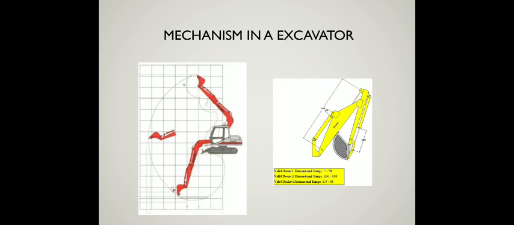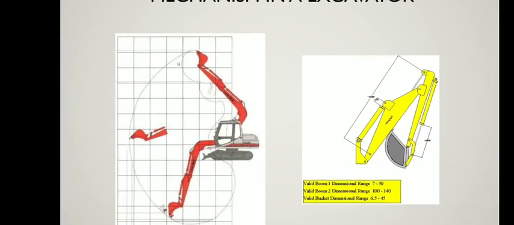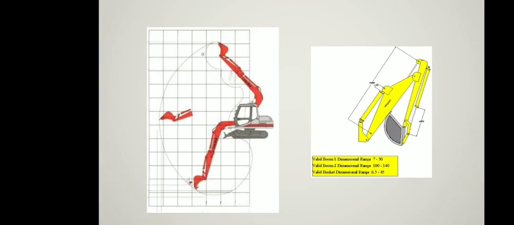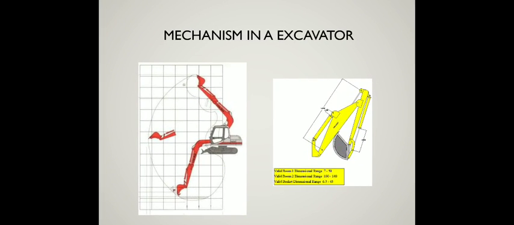So these are two examples of mechanisms, where the excavator is a mechanism. There are three kinds of links which are interconnected with each other and have relative motion with each other. So we can study the kinematic analysis in this kind of mechanism, right?